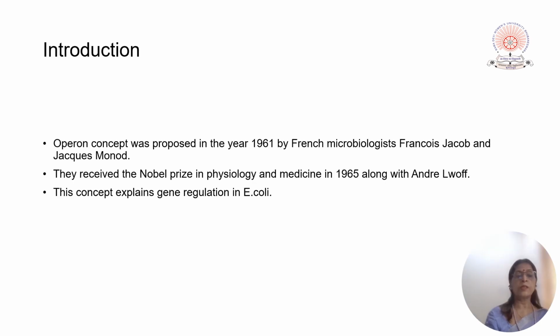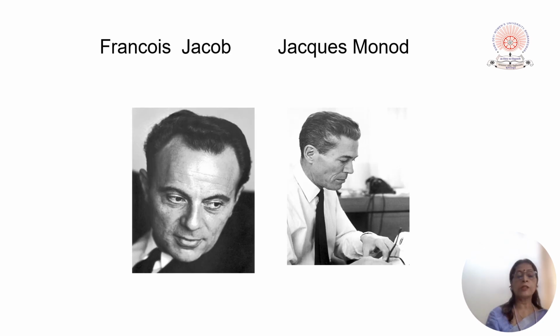The operon concept was proposed in the year 1961 by two French microbiologists, Francois Jacob and Jacques Monod, and they received the Nobel Prize along with Andre Lwoff in the year 1965. This concept explains gene regulation in E. coli. This is the picture of Jacob and Monod.